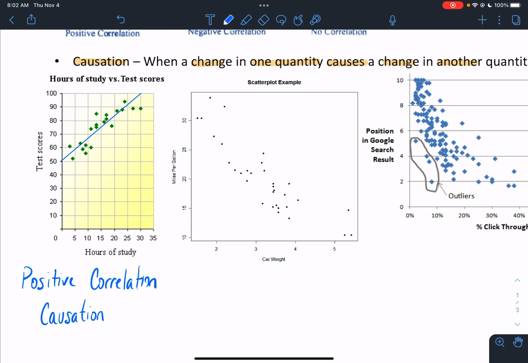With this second one, car weight, the general trend here is that as I am going from left to right, my ordered pairs go down. So as my car gets heavier, I get fewer miles per gallon. When I draw this, it's kind of hard because they're a little more scattered, but something like that is split and close to all those points. This again is a negative correlation.